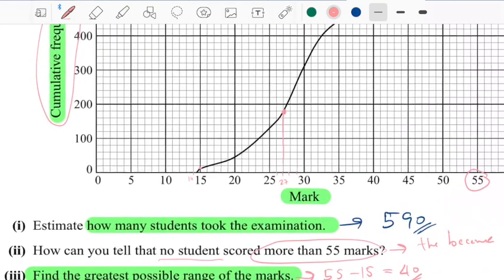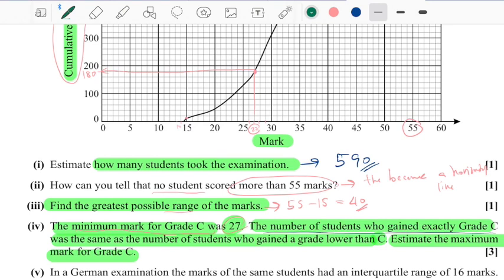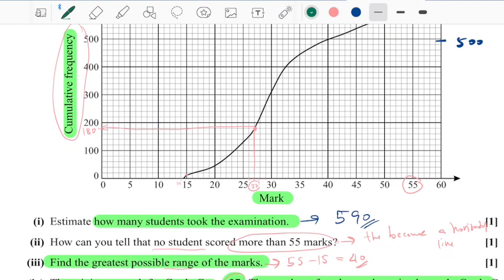So I know from here that at 27, how many students do I have? 180 students. So I add another 180, because it says here that the number of students who gained exactly C was the same as the number of students who gained a grade lower than C. So add another 180 from here. You will end up at 360.